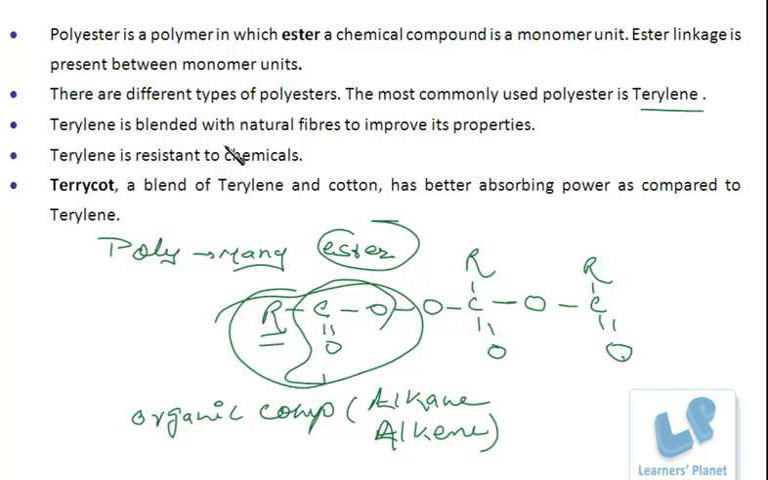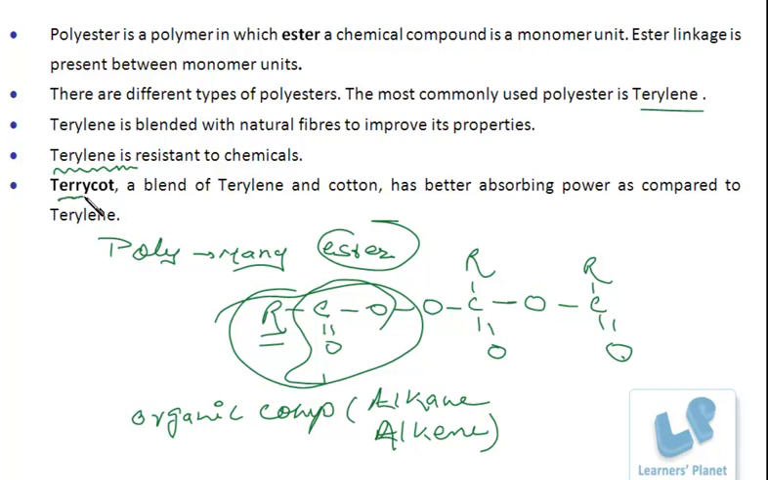This Terylene is blended with natural fibers to improve its properties. The one thing which is very important about Terylene is that it is resistant to chemicals. This Terylene is mixed with cotton. Terylene is of course resistant to chemicals, but it doesn't have absorbing property. So if water spills over the fabric, it will not absorb. In order to improve the properties of Terylene, it is mixed with cotton and a fabric is obtained which is called Terrycot.